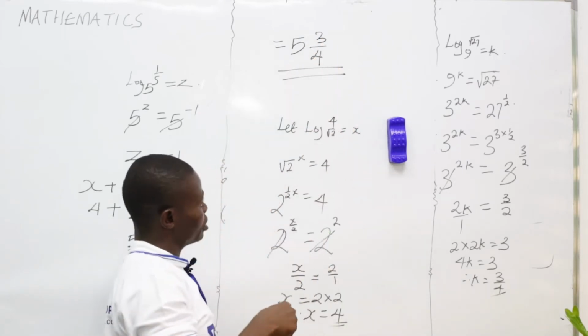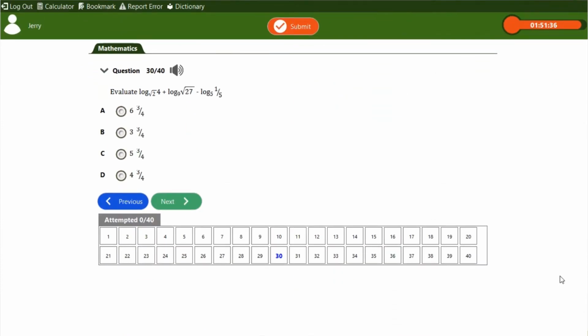Turn back to the screen to the options available on the screen. You can see A, 6 whole number, 3 over 4. B, 3 whole number, 3 over 4. C, 5 whole number, 3 over 4. D, 4 whole number, 3 over 4. So the correct answer is what? 5 whole number, 3 over 4.